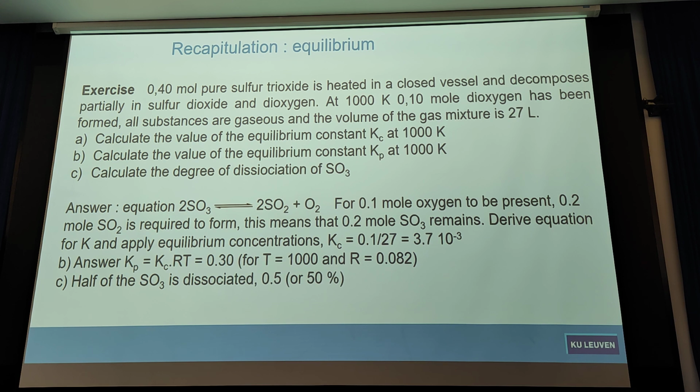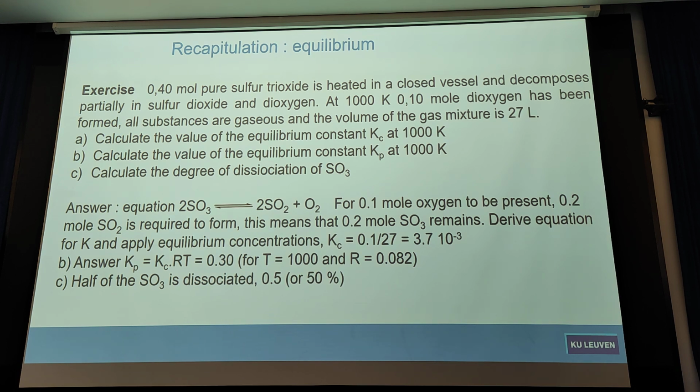So this decomposes partially and you form SO2 and dioxygen. And the reaction proceeds at 1000 degrees Kelvin, quite hot temperature, and 0.1 mole of dioxygen has been formed. All of the substances at that temperature are gases. So 27 liters. Now we ask three things.